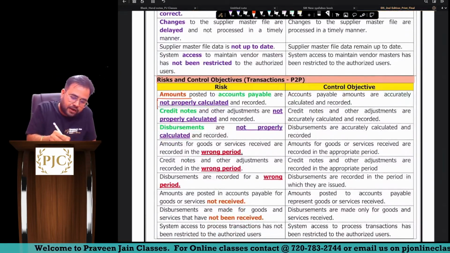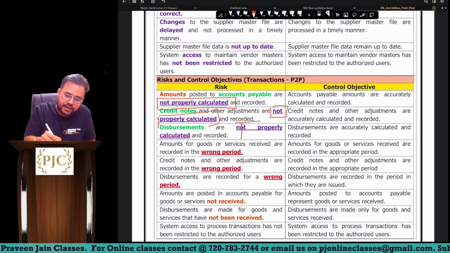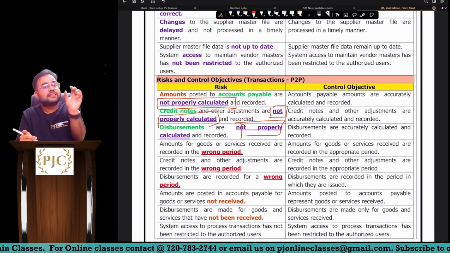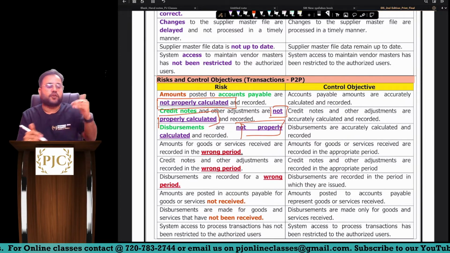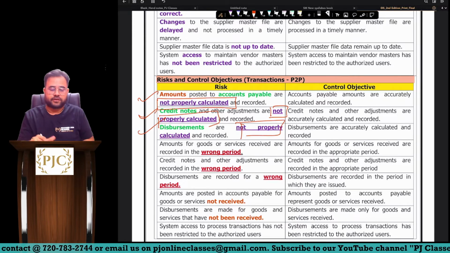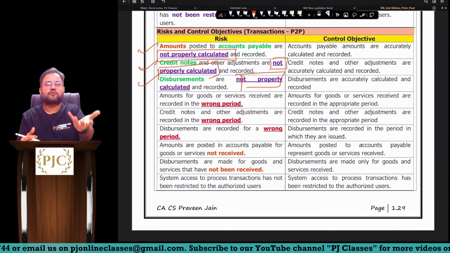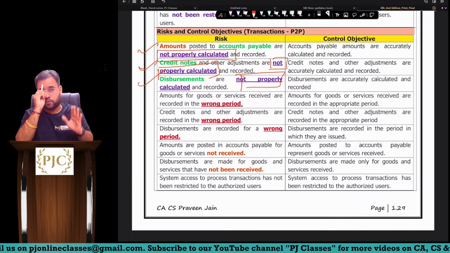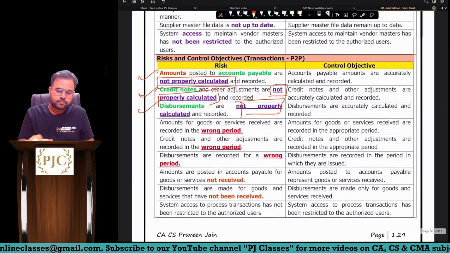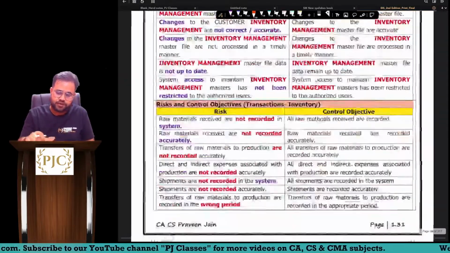The underlined part you have to remember: not properly calculated, not properly calculated, not properly calculated. That means this is one small term which you have to remember for 3 points, so you will easily be able to remember those points. For more about the answers, obviously you have to subscribe to our classes. Here I am only focusing on materials. You can see diagrams and tabular presentation everywhere.